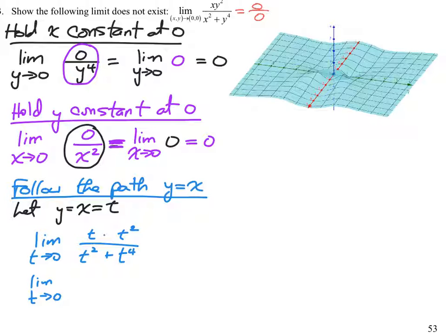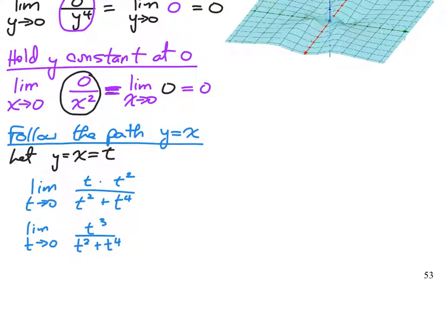So cleaning it up, I get t cubed over t squared plus t to the fourth. Now, if I apply direct substitution, it's going to be indeterminate. But you look at it and say, well, there's a common t squared I could factor out and cancel, so let me just do that. So t over 1 plus t squared.